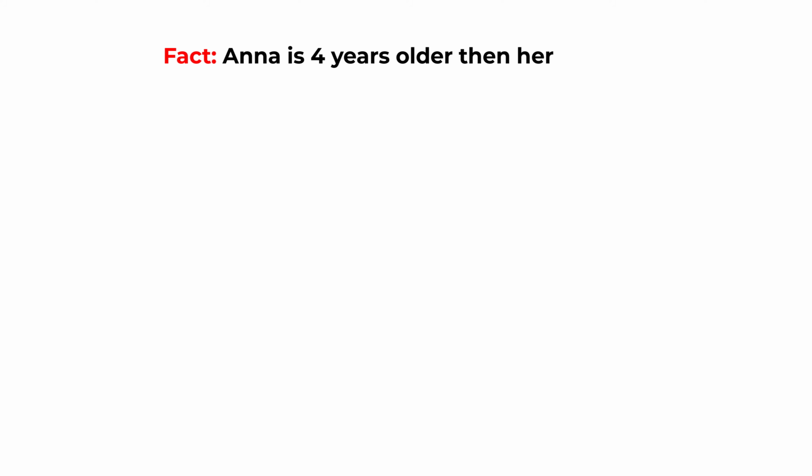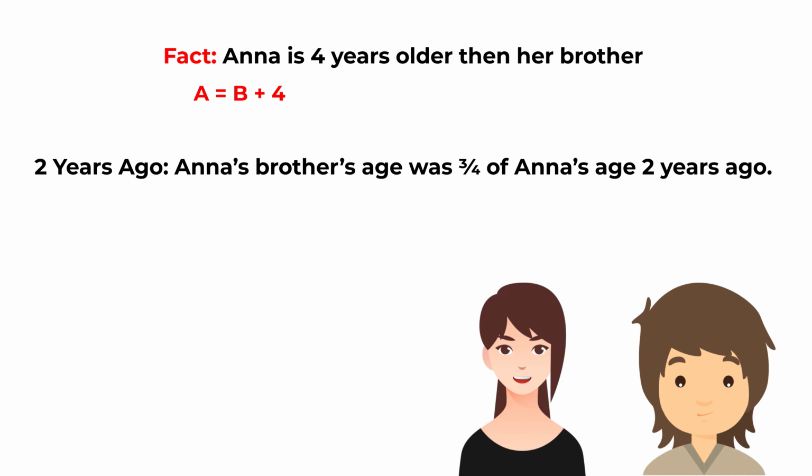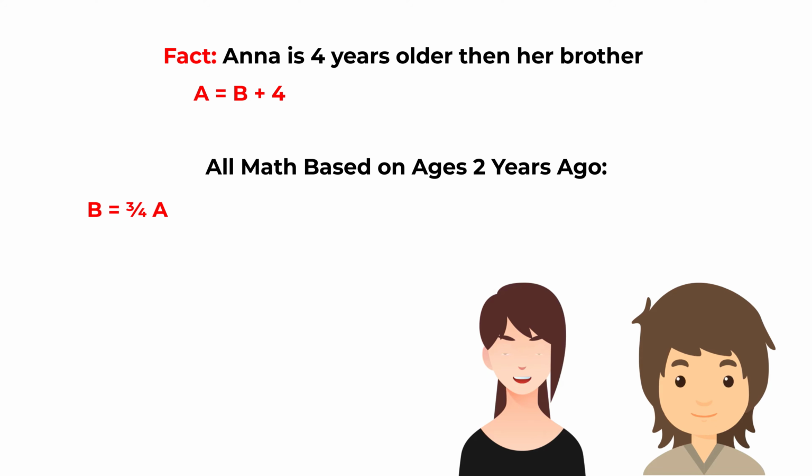In this problem, we're dealing with one fact. Anna is 4 years older than her brother, and this fact never changes. So we can build the formula: Anna's age equals her brother's age plus 4. We are also dealing with an age-specific difference at a moment in time. For example, we've learned that Anna's brother's age was 3/4 of Anna's age 2 years ago. So let's do calculations for 2 years ago. Brother's age equals 3/4 of Anna's age. Now let's use factual information about the brother's age. Brother's age equals Anna's age minus 4.